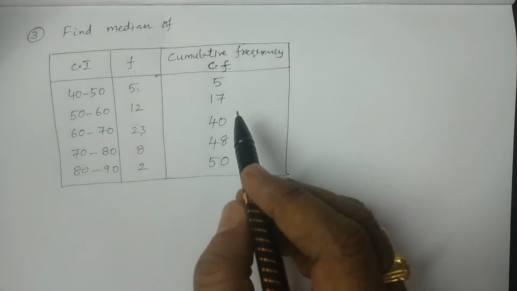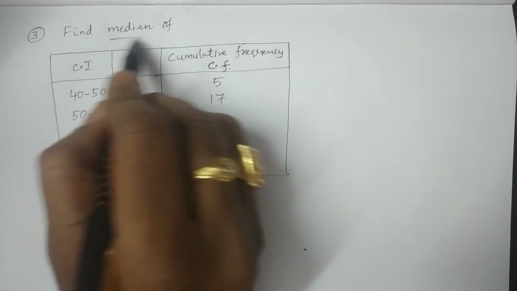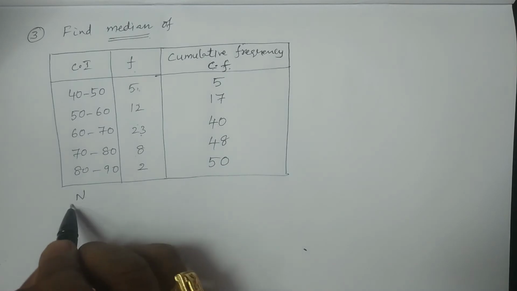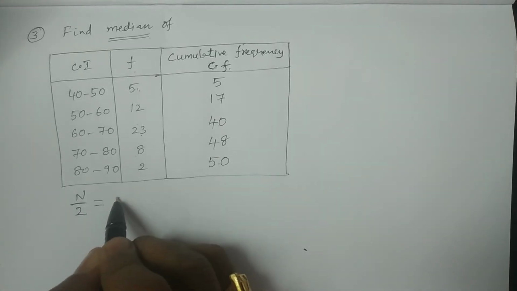After calculating cumulative frequency, to calculate median, first of all you have to calculate n by 2. That is, the median class is to be decided, for which you have to calculate n by 2. What is n by 2? 50 by 2, it is 25.